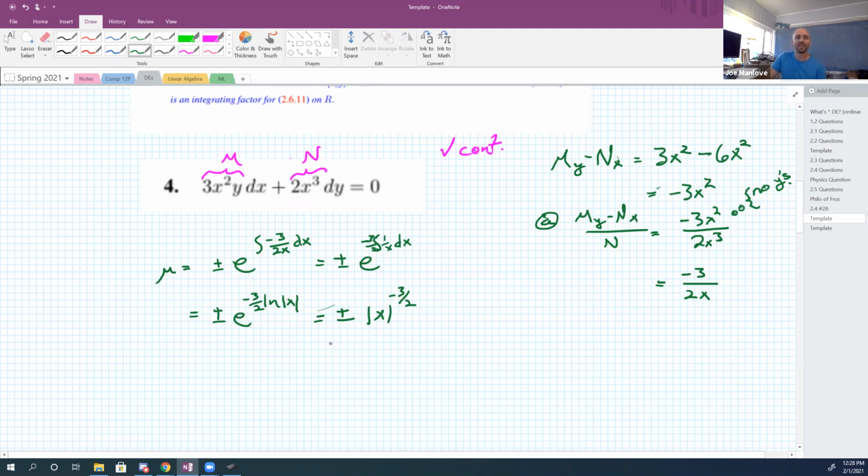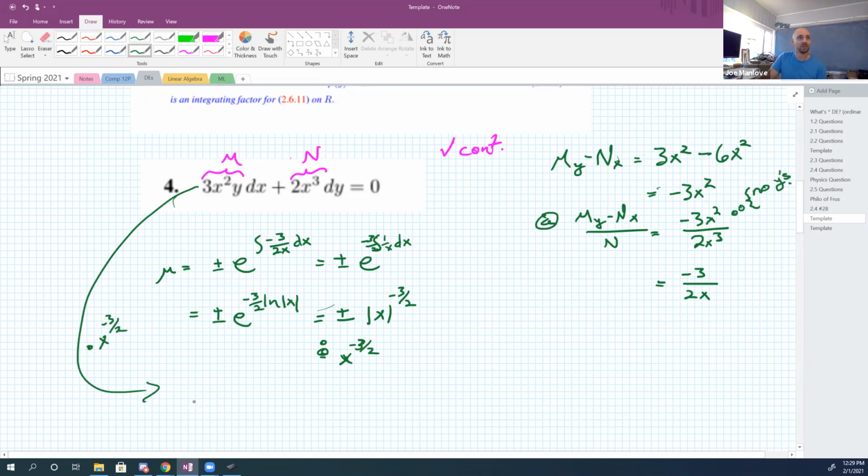Which I'm going to be lazy enough to write as x to the minus 3 halves power, even though I probably shouldn't. I guess I'm going to think this out. You guys all good with that? Okay, so now what am I going to do with this thing? Well, I'm going to multiply both sides of my equation through by this. So I'm going to take this equation and multiply through by x to the minus 3 halves power.